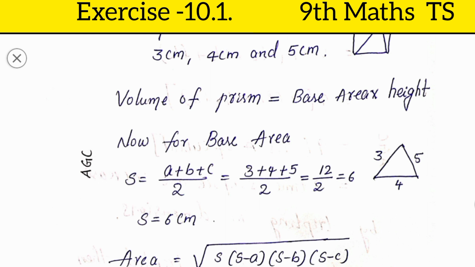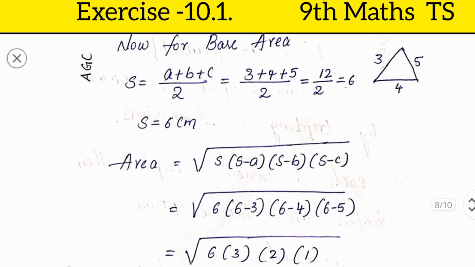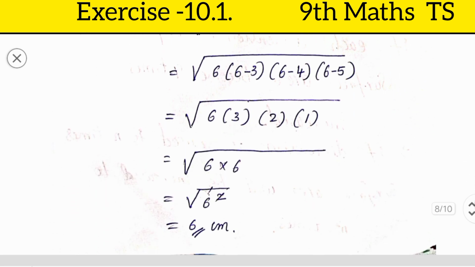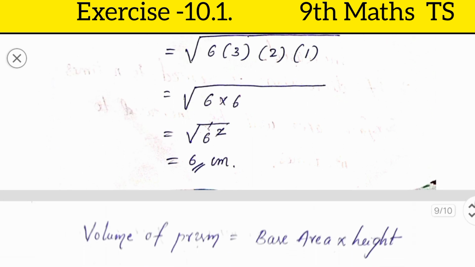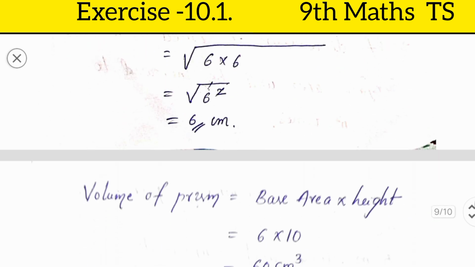Coming to the problem, the S value is 6. Then area equals the square root of S into (S minus A) into (S minus B) into (S minus C). You know the S, A, B and C values, so just substitute and simplify it. You will get the square root of 36, which is nothing but 6. So now you have the area of the triangle.